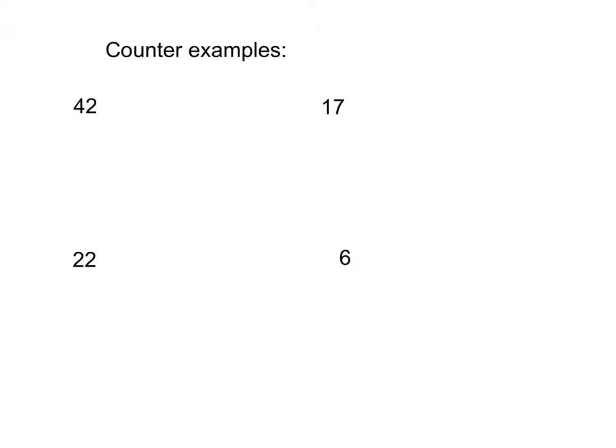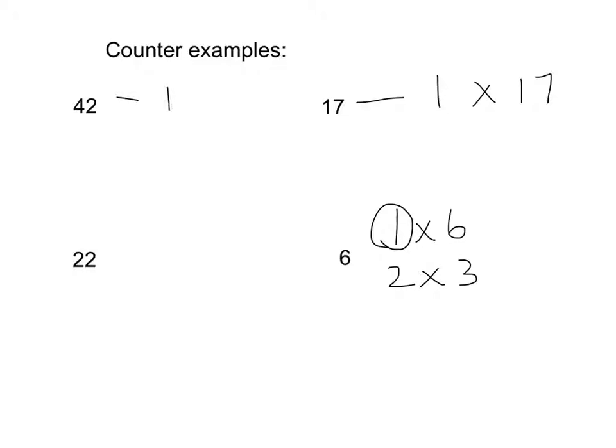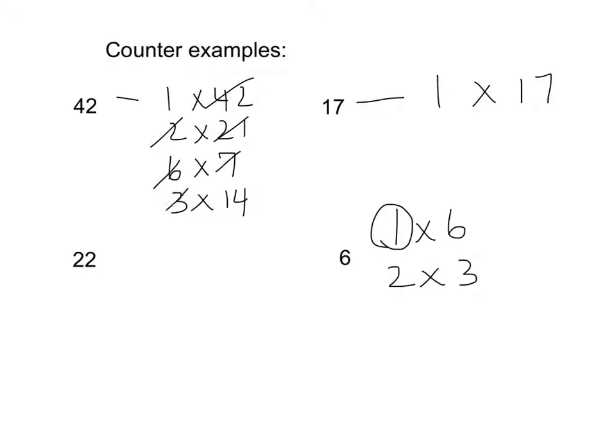Now let's look at four counterexamples: 42, 17, 22, and 6. Let's start with 6 and look at all the factors. 1 times 6, 2 times 3. Only one of these is a perfect square, which is 1, and for our purposes 1 isn't very exciting. So none of the other three factors are a perfect square. Let's look at 17. 17 is a prime number, so it only has 1 and itself. So that doesn't have a perfect square as a factor. 42: 1 times 42, 2 times 21, 6 times 7, 3 times 14. Again, except for 1, none of these are perfect squares.